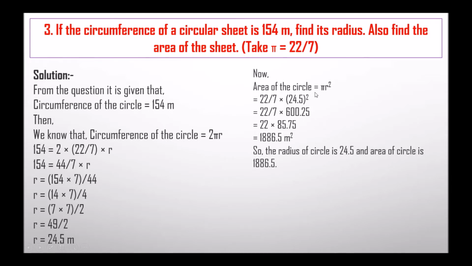Now area of circle is pi r square. So 22 upon 7 into 24.5 whole square. So 22 upon 7 into 600.25, 22 into 85.75, that is 1886.5 meters square.